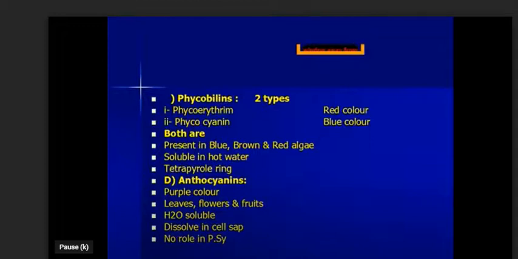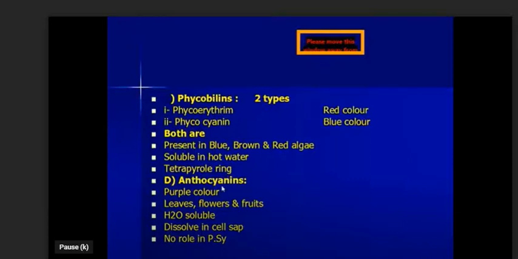Then the third type of pigments are present in some plants, or sometimes not present in the plant, but present in some blue-green algae. These are phycobilins. There are two types, phycoerythrin and phycocyanin. Both are present in blue-green and red algae, and they are soluble in hot water. They have a tetrapyrrole ring at the center.